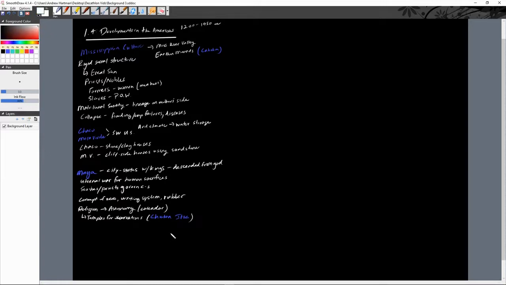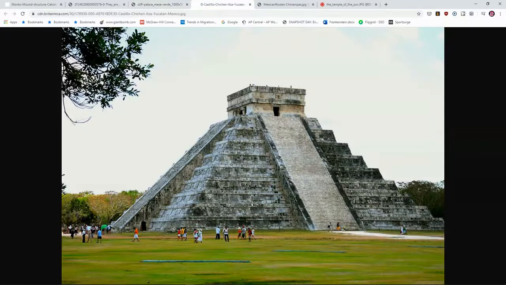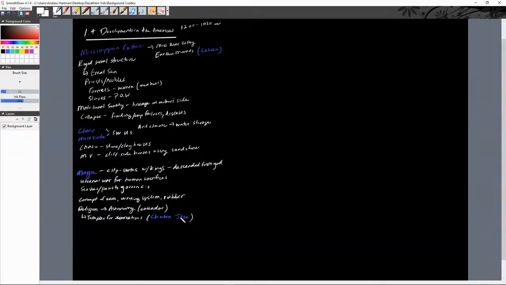Which you can see right here. So they would go up here and look at the skies and make observations of the skies by going up there. And yeah, they did human sacrifice. We already talked about that, so I'm not going to go into too much on that. So yeah, that's the Maya very briefly.